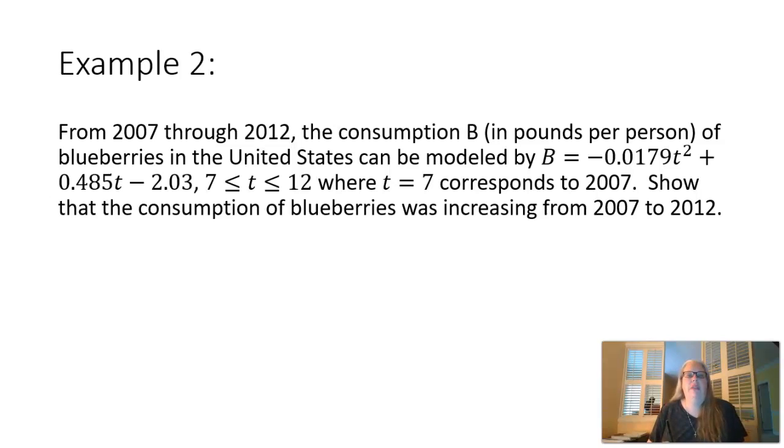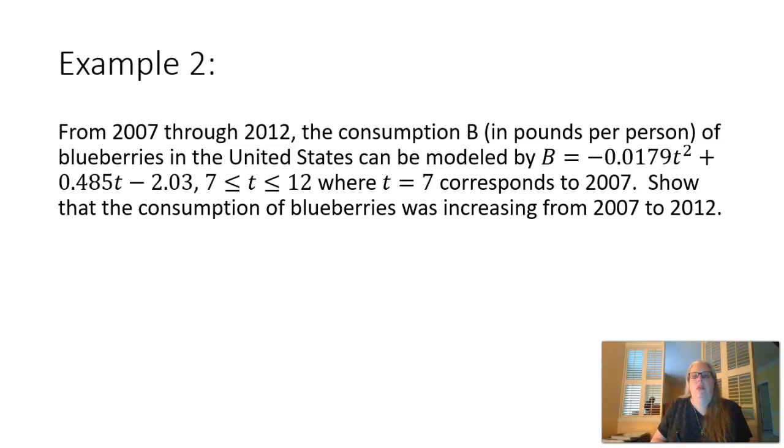From 2007 through 2012, the consumption B in pounds per person of blueberries in the United States can be modeled by B is equal to negative 0.0179 t squared plus 0.485t minus 2.03, where 7 is less than or equal to t, which is less than or equal to 12, and t is equal to 7 corresponds to the year 2007. Show that the consumption of berries was increasing from 2007 to 2012.